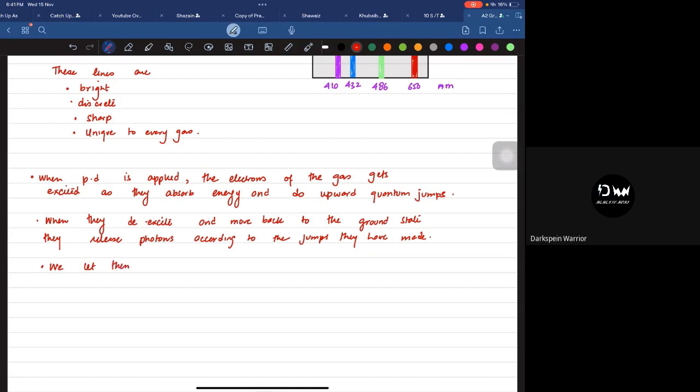We let them pass through a grating and a prism to diffract and then disperse, because the grating would diffract them, and the prism would disperse them into colors, onto a screen.